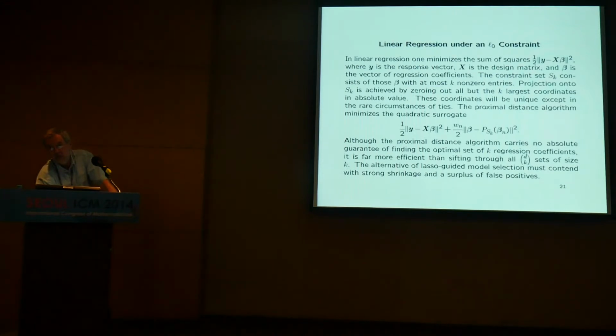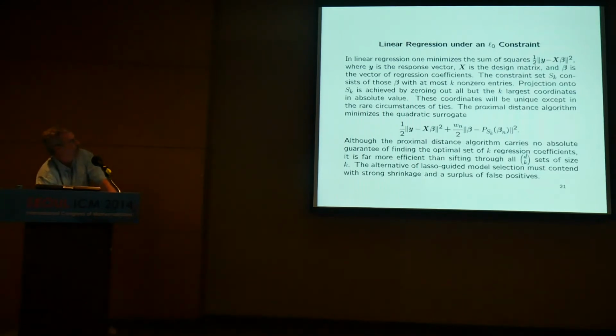So we want to solve least squares problems with exactly k predictors entering the model. And if we want to project onto this set, which again is not convex, but it is closed, we just zero out all the coordinates except those k with the largest absolute values. Now, there can be ties in practice, but usually there are not.